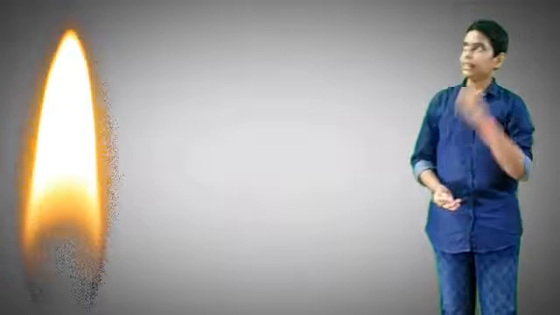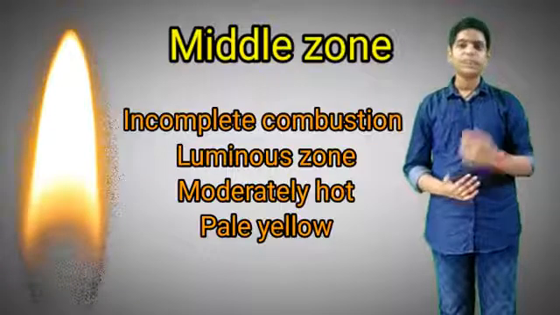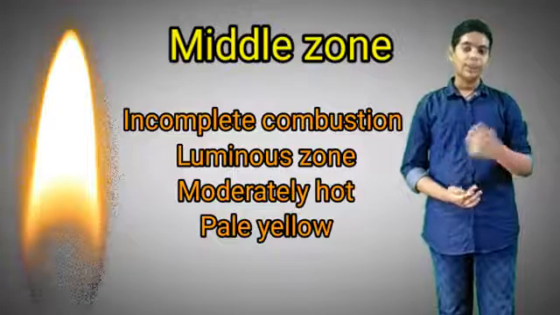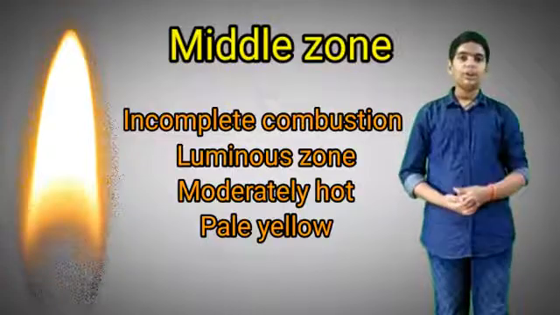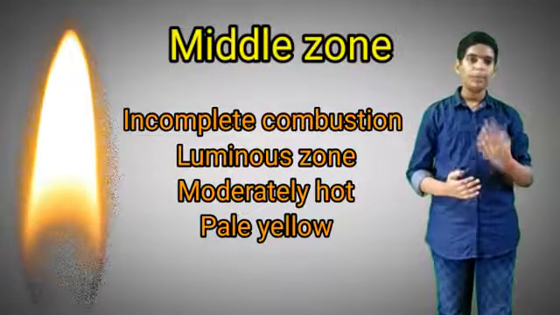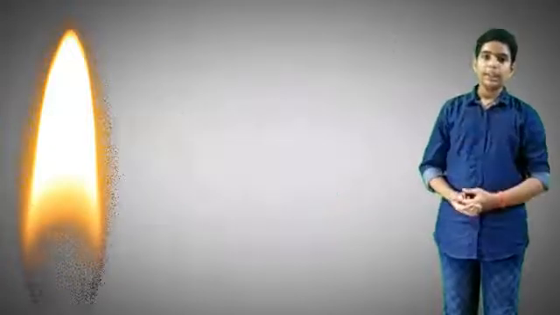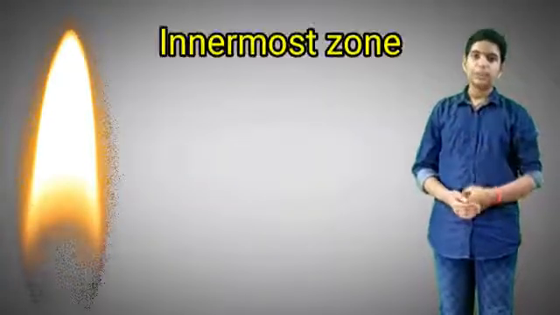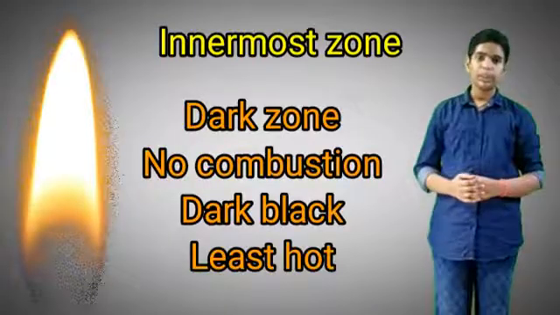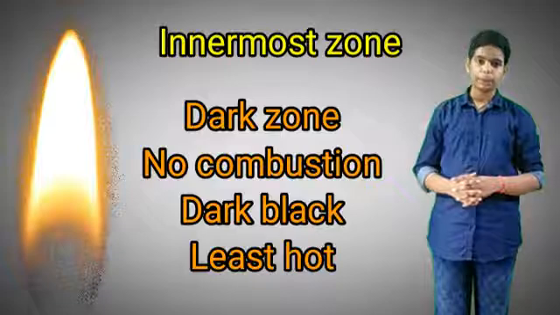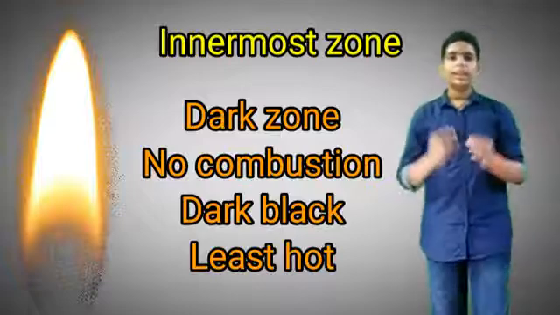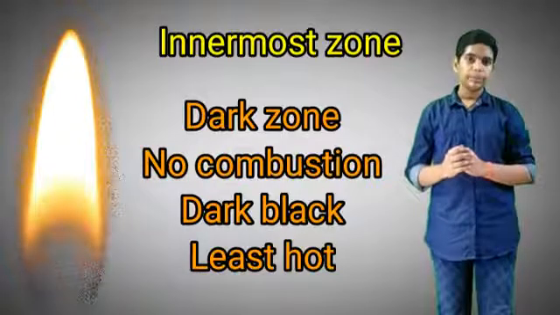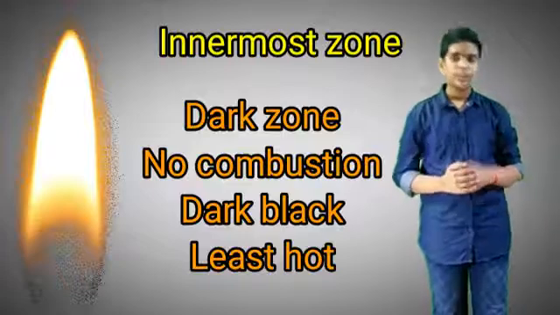The next zone is the middle zone. The middle zone is also known as the luminous zone of a candle flame and is pale yellow in color. It is a moderately hot zone. The middle zone also leaves a residue, which may be in the form of black wax. So this is all about the middle zone, and next is the innermost zone. The innermost zone is known as the dark zone because there is no combustion in this zone. It's because it doesn't have any contact with air or oxygen. It is the area around the wick of the candle flame and only has wax vapors. So friends, this is all about the candle flame and its zones.